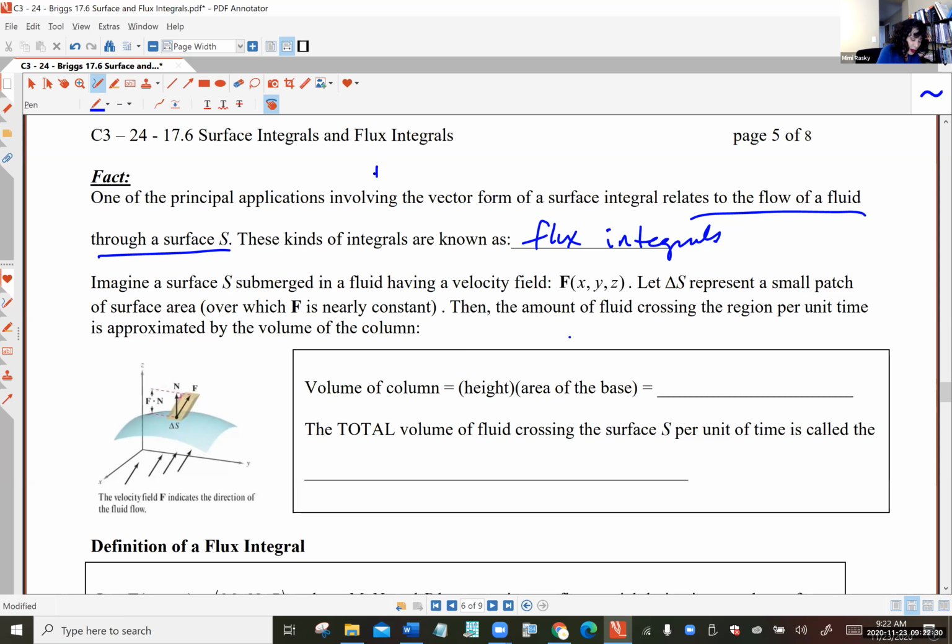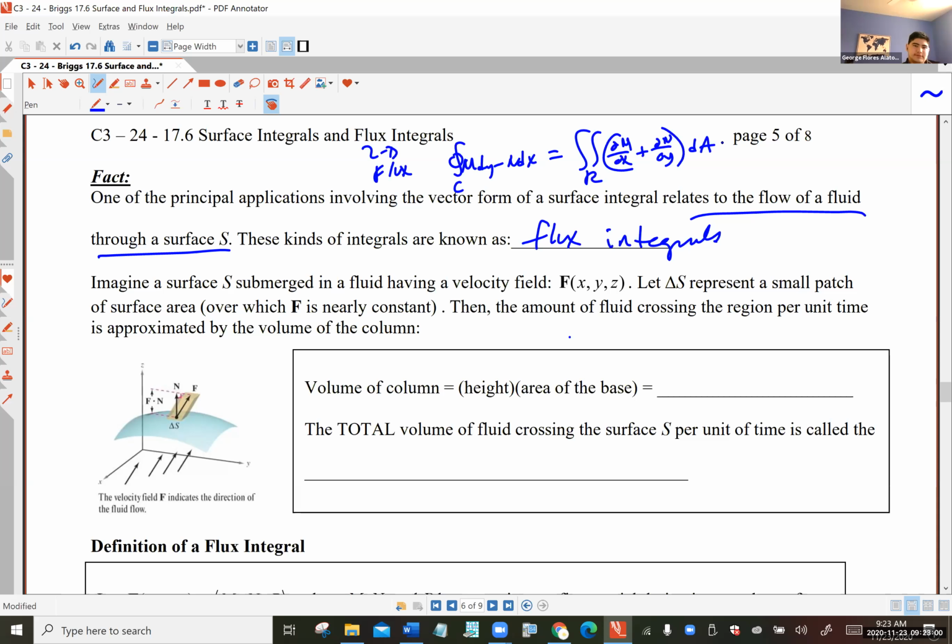And so just so you know, this is a 2D version of flux. If you're asked to find M dy minus N dx, remember? The version of Green's that you use for this was you basically get the divergence, and you take the double integral of the divergence, and that gives you flux. You know, the amount of fluid flowing through the boundary of your region. Remember we did this? Flux? Yes.